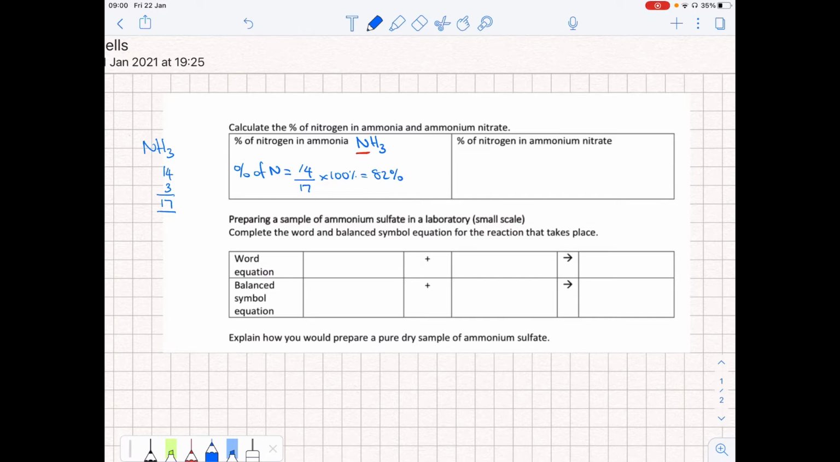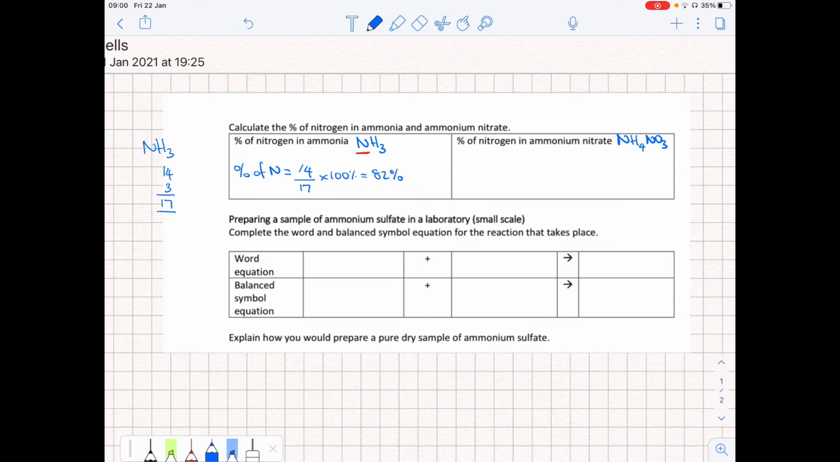Do the same on this side for ammonium nitrate. Let me give you the formula. The ammonium ion is NH4, a positive ion. Nitrate is NO3, single negative. So the formula overall of ammonium nitrate is NH4NO3.